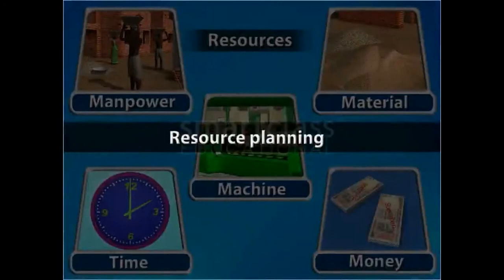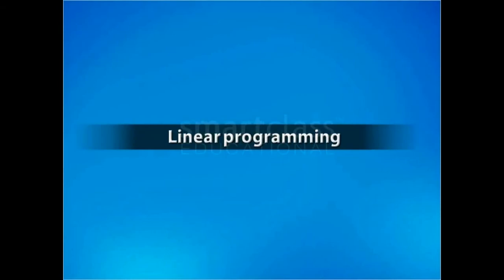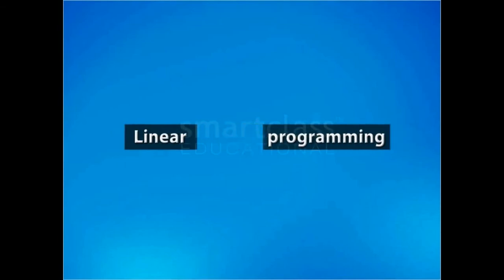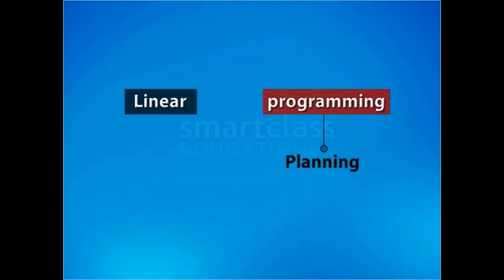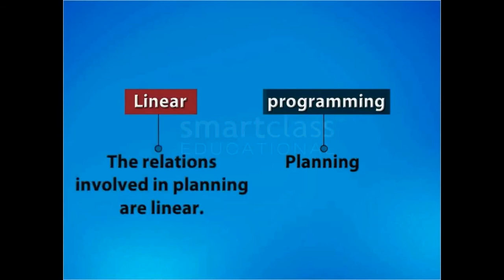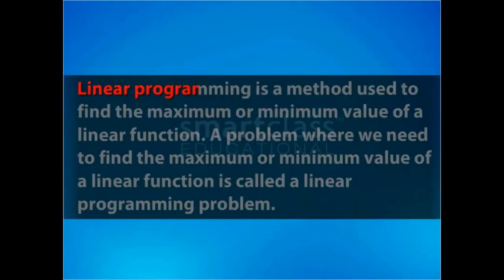Resource planning is done in mathematics using a method called linear programming. Linear programming consists of two words, linear and programming. Programming means planning, and linear means the relations involved in planning are linear. So, linear programming is a method used to find the maximum or minimum value of a linear function. A problem where we need to find the maximum or minimum value of a linear function is called a linear programming problem.